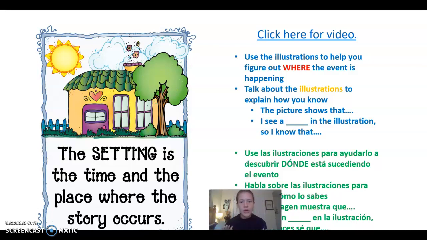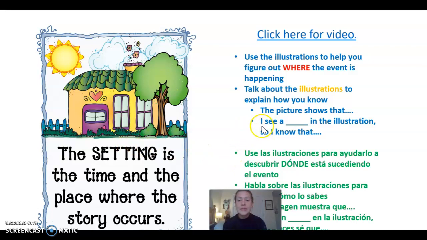I know that's a really big word. So what that just means is that you explain how you knew from the illustration what the setting was. So these are going to be things to say like, the picture shows me that it's daytime because I see a sun. Or the picture shows that it's outside because I see a tree and clouds and grass.